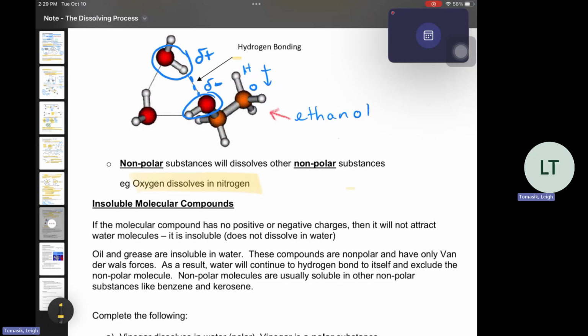So if the molecular compound has no positive or negative charges, then it will not attract water molecules, and it is insoluble. It does not dissolve in water. Oil and grease are insoluble in water. These compounds are nonpolar, and they have only van der Waals forces. As a result, water will continue to hydrogen bond to itself and exclude the nonpolar molecule. Nonpolar molecules are usually soluble in other nonpolar substances like benzene and kerosene.